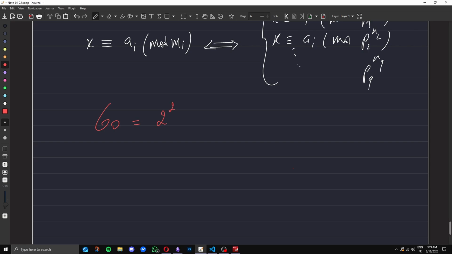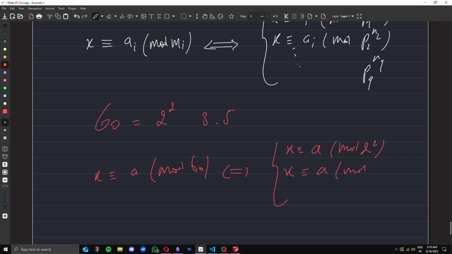Okay, so if we take an example here, which is 60 is equal to 2 squared times 3 times 5, right? So if x is congruent to a certain a modulo 60, this is equivalent to these three congruencies. So x congruent to a modulo 2 squared, and x congruent to a modulo 3, and same thing for 5. Okay.